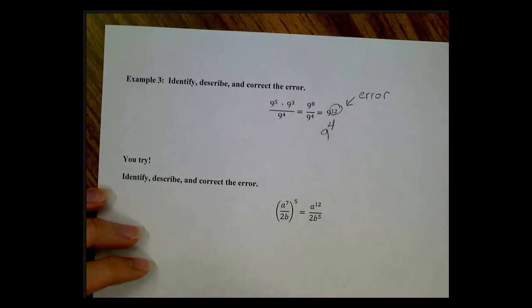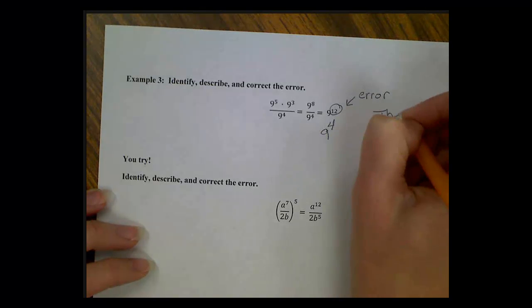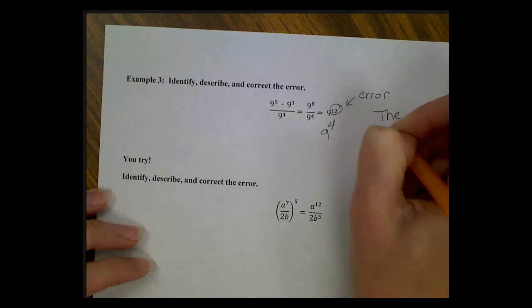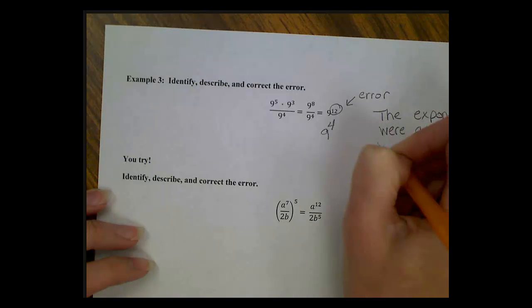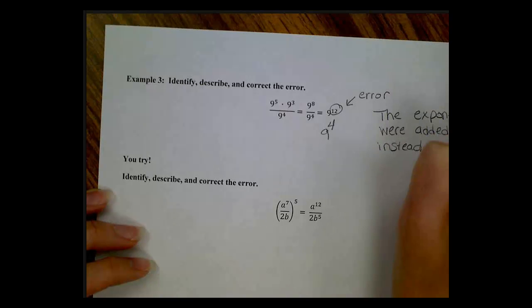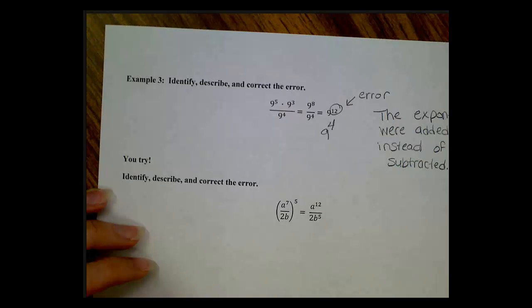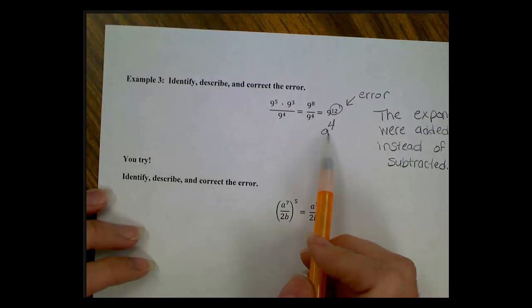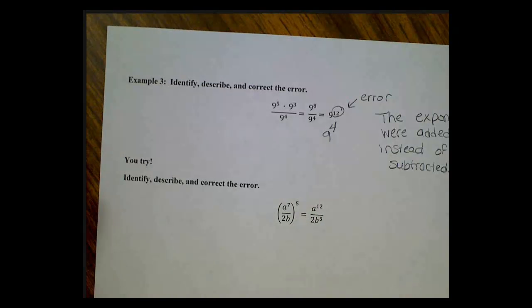Let's now describe our error. And the error was that the exponents were added instead of being subtracted. So we'll write that down. I want to write all that down to have the correct answer. And then lastly, it asks us to correct the error, which we did here, and the answer should be 9 to the 4th. Alright, so that's the end of this video.